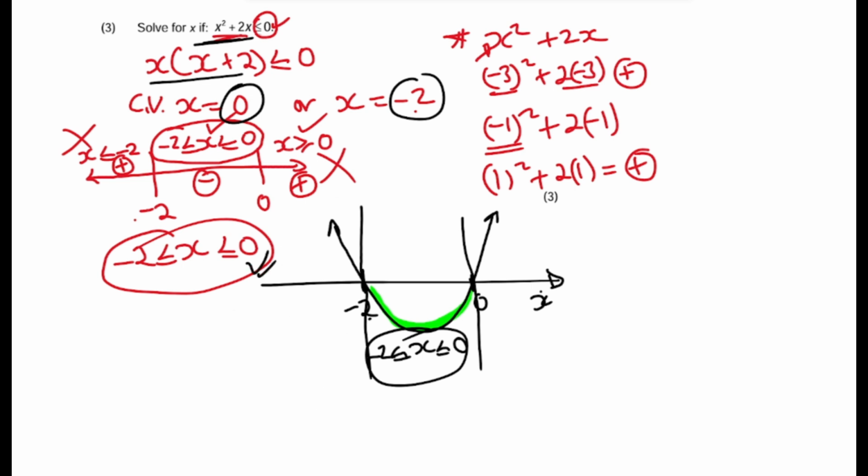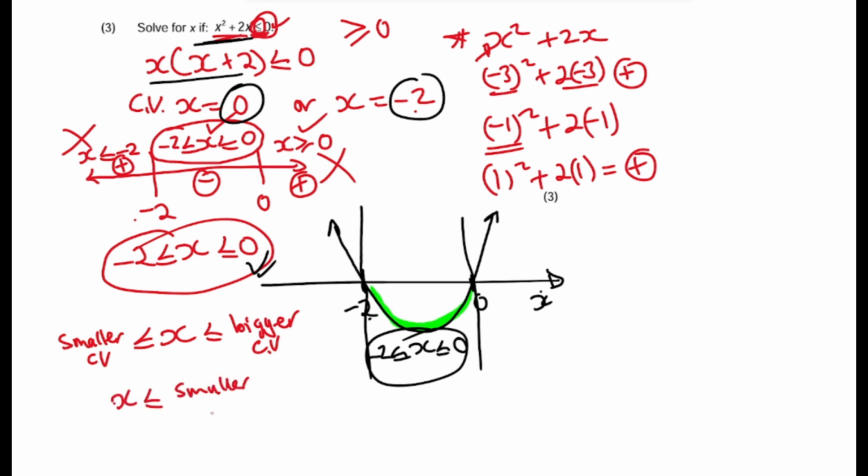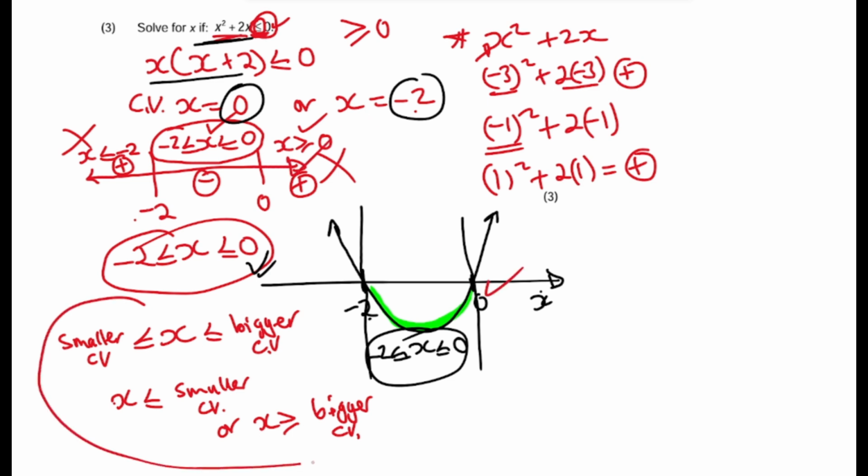Or just know that once you have less than or equal to 0 like this, your x is greater than or equal to the smaller critical value, but less than or equal to the bigger critical value. Remember that. And if it was greater than or equal to 0, then x is less than the smaller critical value, or x is greater than the bigger critical value. Remember that. So you can use the number line, you can use the graph, or you can remember this. All right, let's do B.